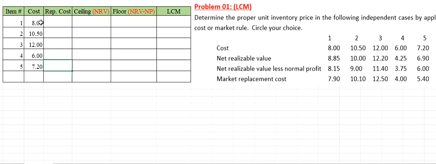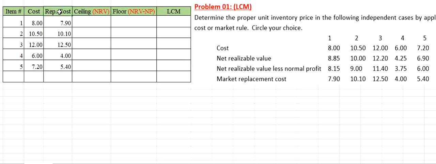Our next column in the solution table is replacement cost. Replacement cost means the current market cost, or the cost that will be incurred to buy it if it is needed today. So the replacement cost of item 1 is 7.9, so I will write 7.9 here. Replacement cost for the second item is 10.10. For the third item it's 12.50. For the fourth item it's 4, and for the fifth item it's 40.